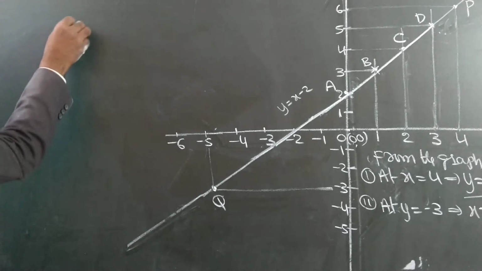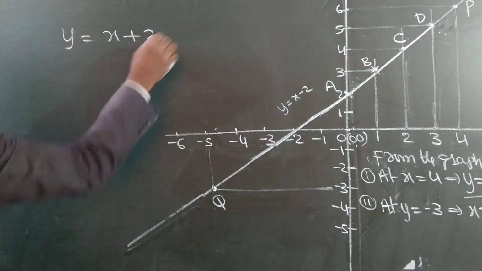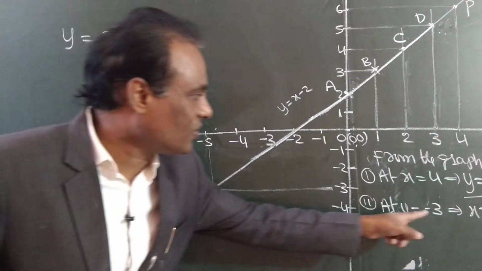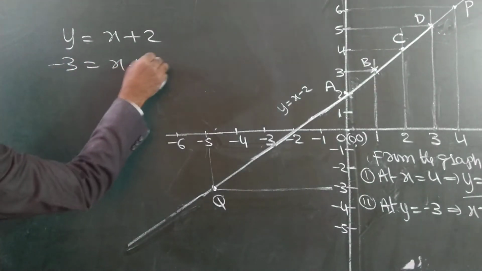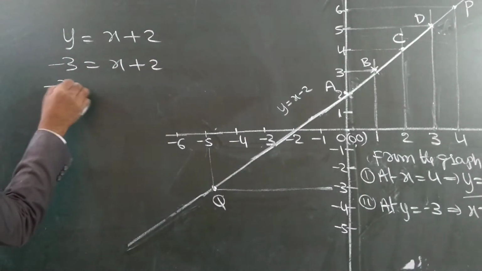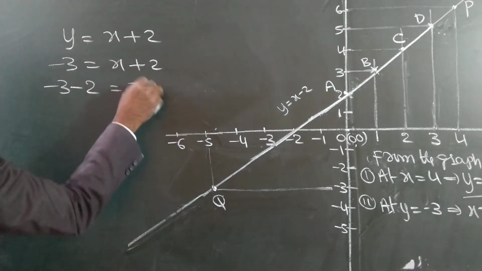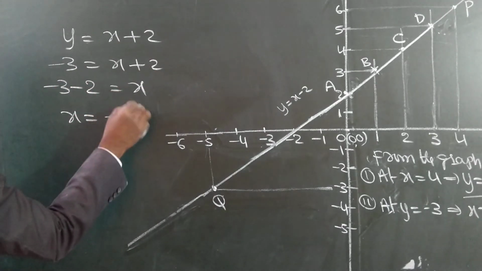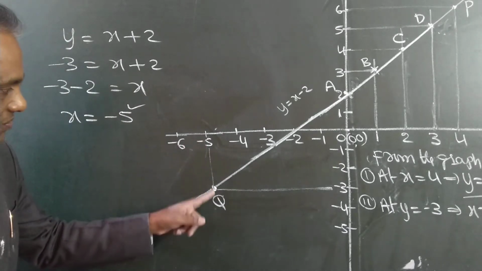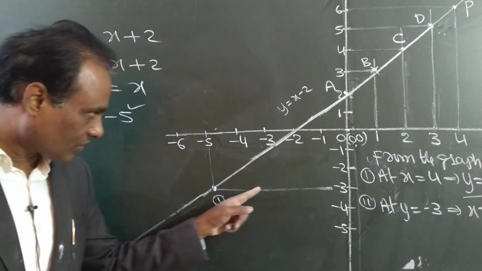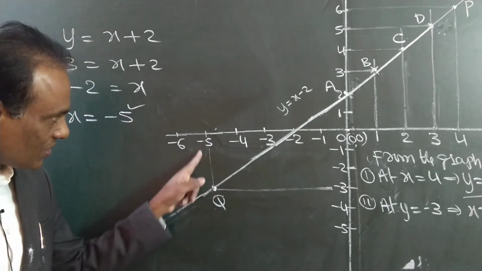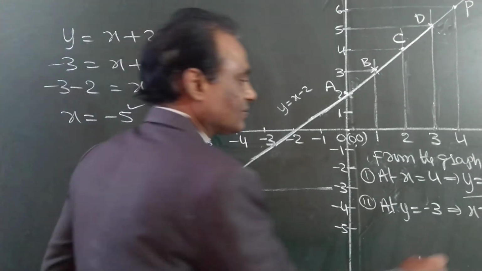Even by doing this process also we will get it. See here. Suppose what is the x, y value? Y is minus 3. X plus 2, so minus 2 this side, minus 3 minus 2 is equal to x. So x is equal to how much? Minus 5. See here, x is equal to minus 5. At y is equal to minus 3, what is the x value? Minus 5.